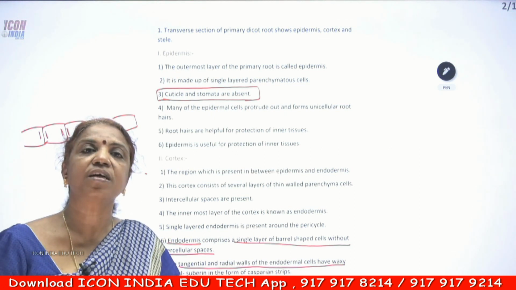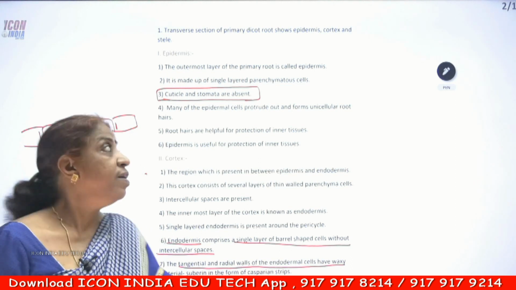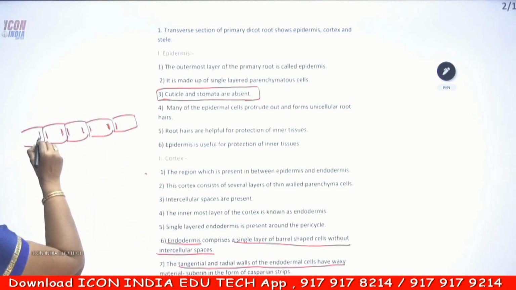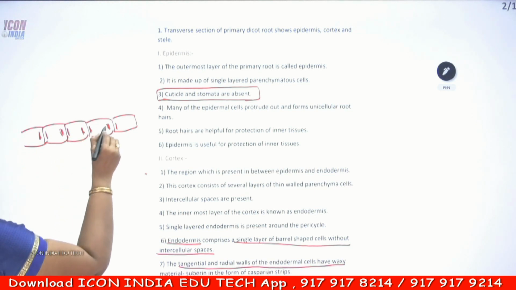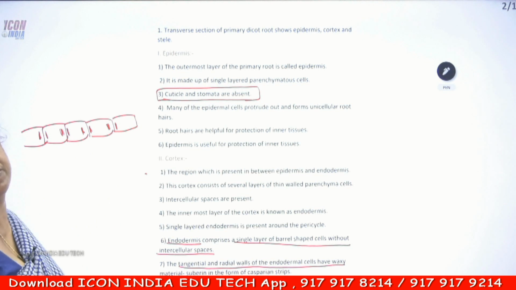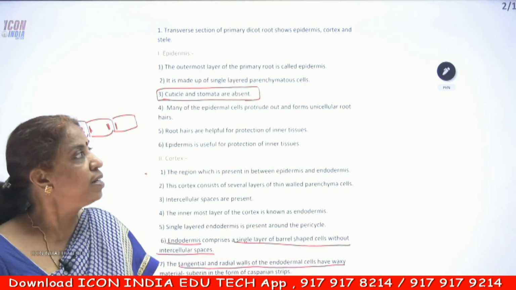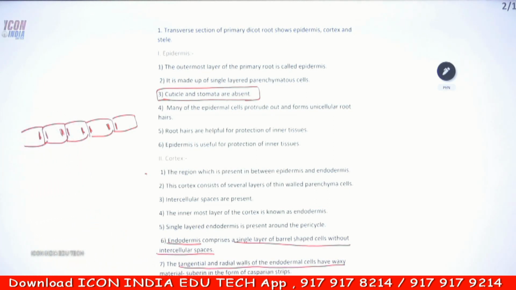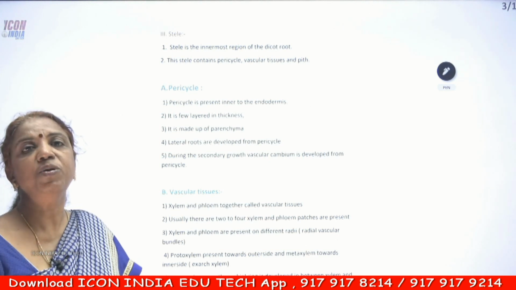The main characteristic of the endodermis of the root is the presence of Casparian strips. See, look there. The tangential and radial walls are made up of a waxy coating of suberin, which is called Casparian strips. The next one is the outer cortex. The next part is called the stele. Look there. The next one is the stele. The innermost layer of the root is called the stele.